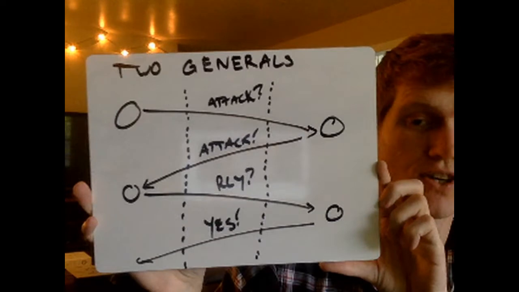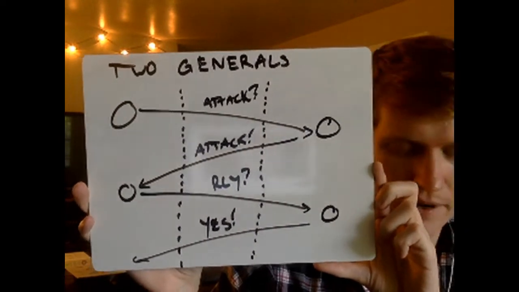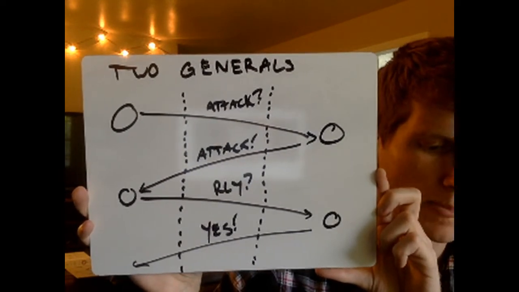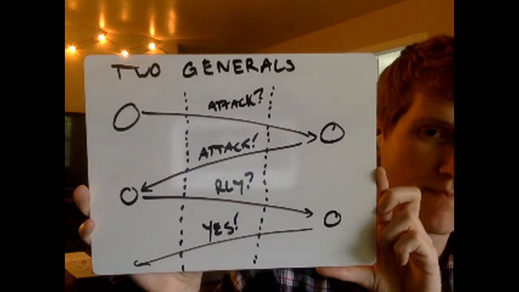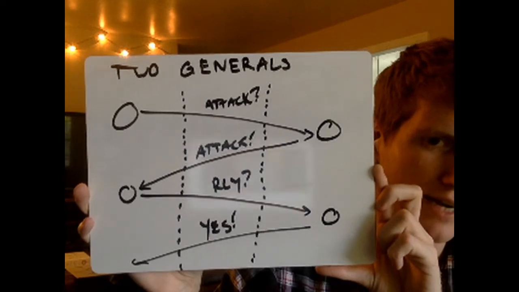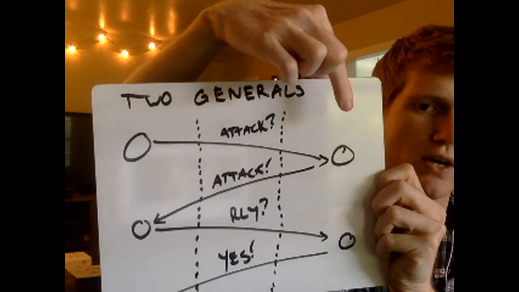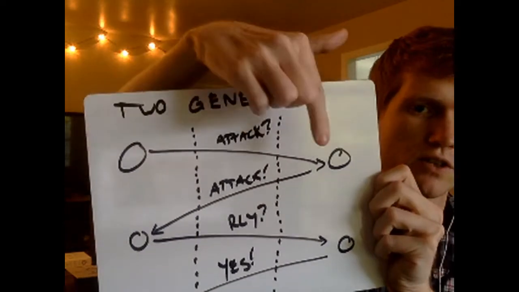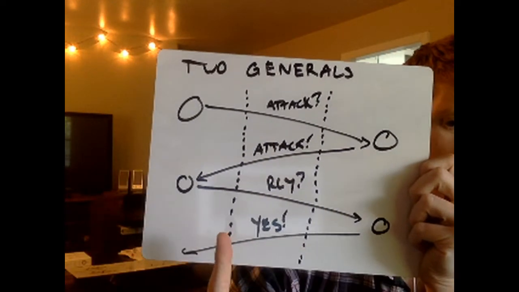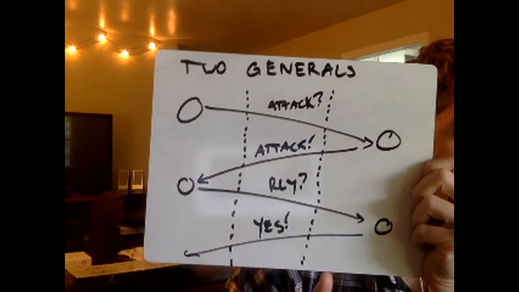So what they're doing is they're sending couriers to each other with a message saying, I'm ready to attack. Are you ready to attack? And the thing that you want to make sure of is that you both choose to go at the same time. If you both don't go, you're going to lose. The problem is that between those dotted lines, you got general number one right here, and general number two right here. They're sending the couriers across. Between these dotted lines is a battlefield, and these couriers can get killed, meaning the courier doesn't make it with the message.